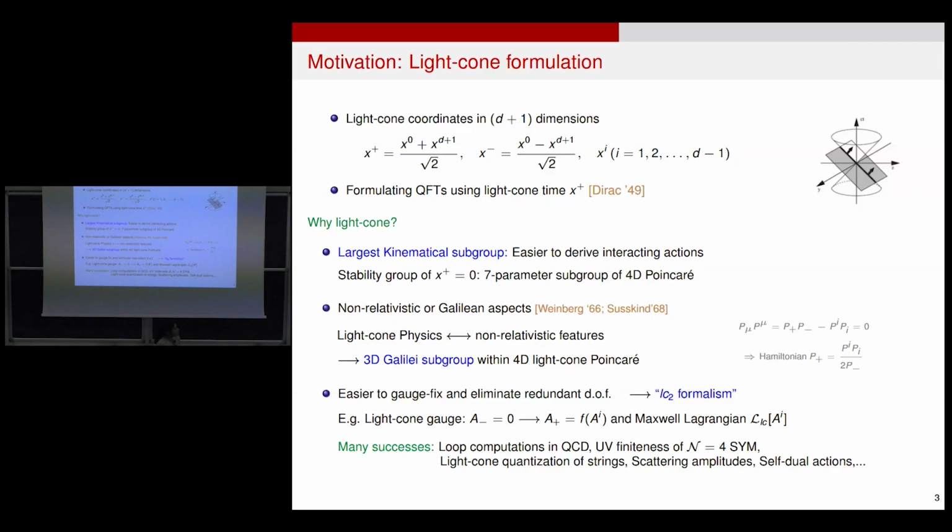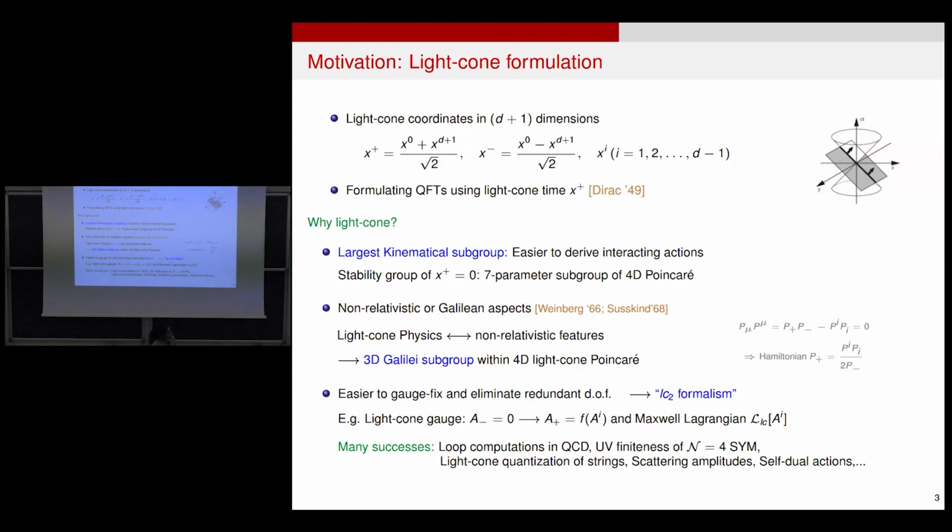Secondly, in the late 60s, it was noticed that some Feynman diagrams or loop computations in quantum field theories simplify tremendously when you work in this light cone or infinite momentum frame. And later, it was pointed out by Susskind that the reason for this is that there is a 3D Galilean subgroup within the Poincare, light cone Poincare algebra.